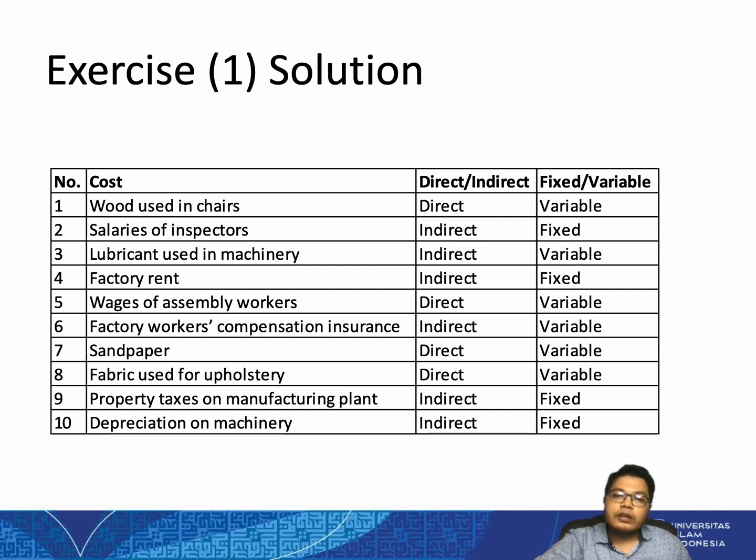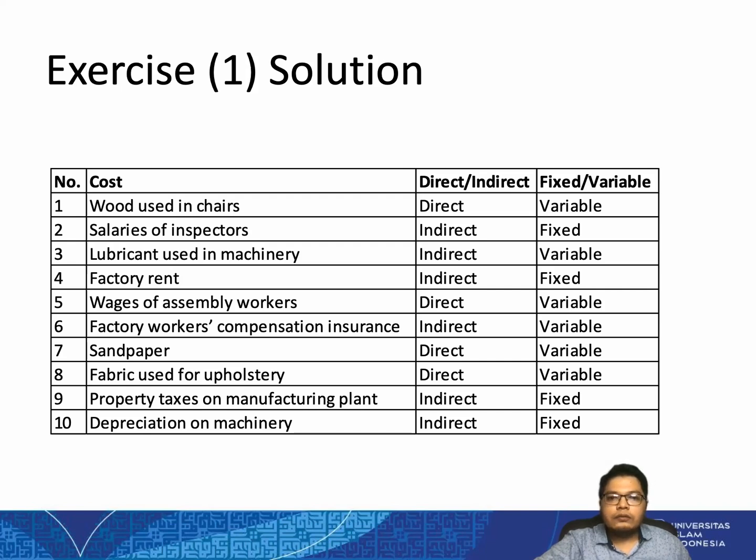How about fixed and variable? As you can see here, wood used in the chair is variable. Why? Because the wood cost always increases when the production volume increases. How about the salary? It's a fixed one, because the salary for the inspector is the same no matter how much production there is. He works usually in a fixed time.